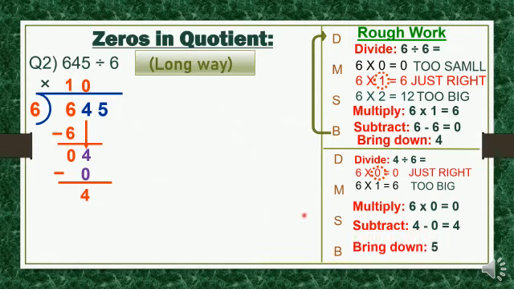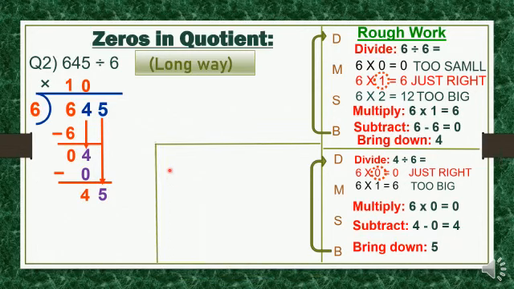So we'll bring down the next number. What is the next number to bring down? It is 5. So we have to bring down this 5. Now the new number becomes 45. Now this 45 is to be divided by 6. So we have to repeat the steps now.